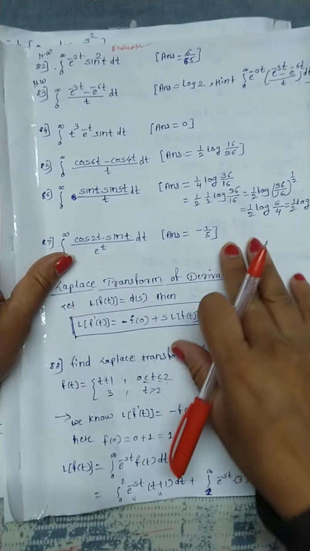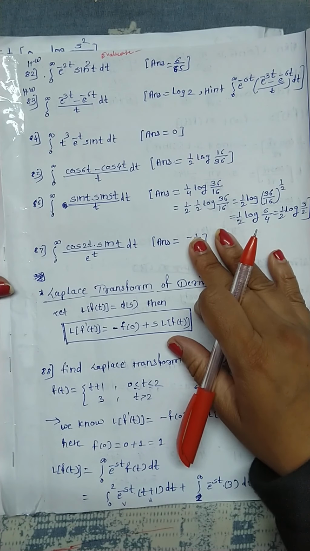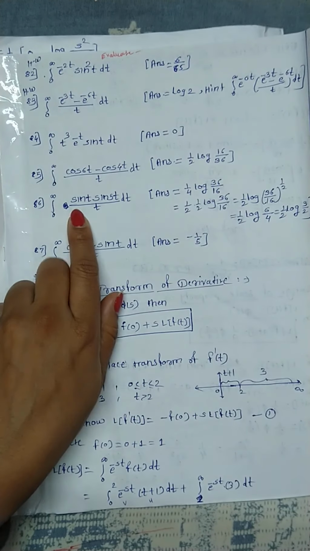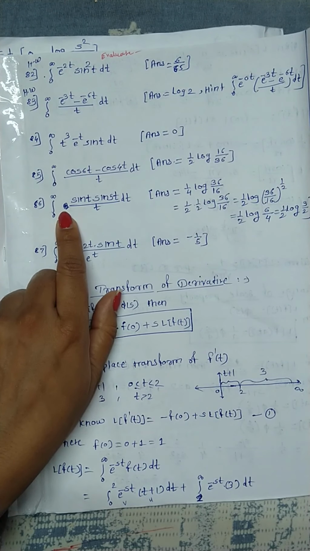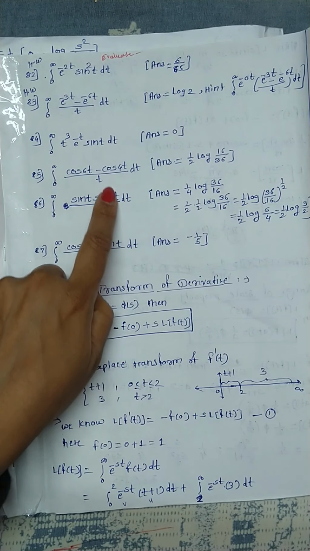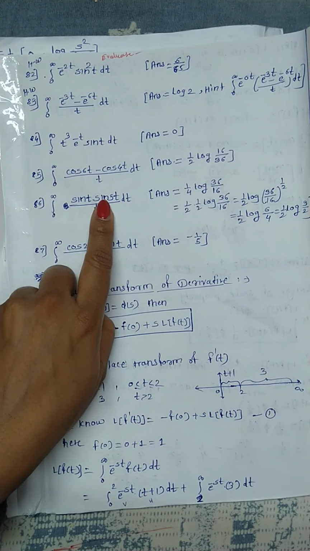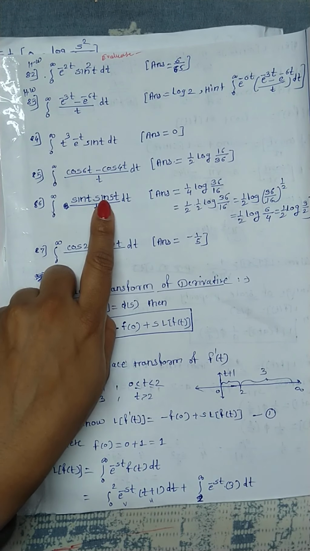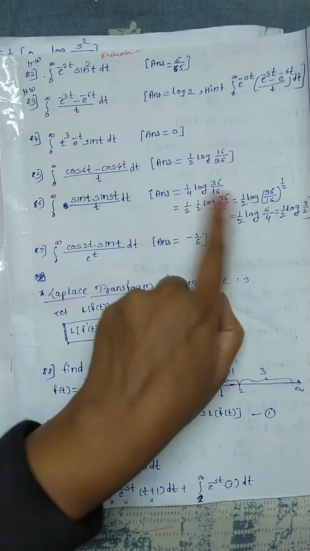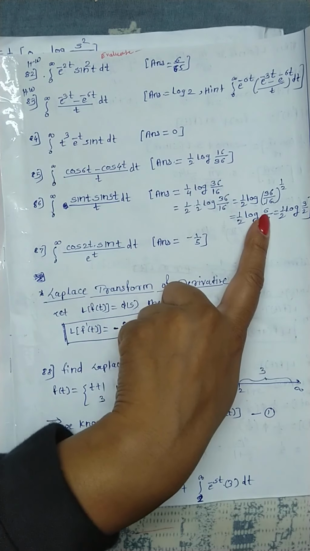In any example like this, here also the exponential term is not there. That's why you have to first calculate this Laplace by the division by t property. Before that you have to use the sine formula, and put s equal to 0. You get this answer. I have explained this answer.